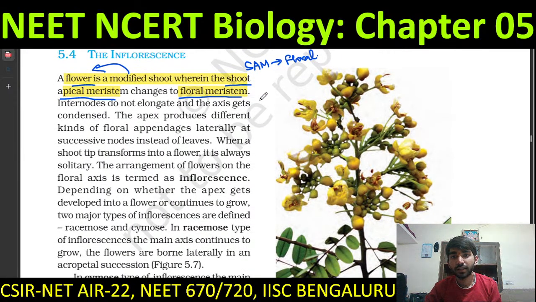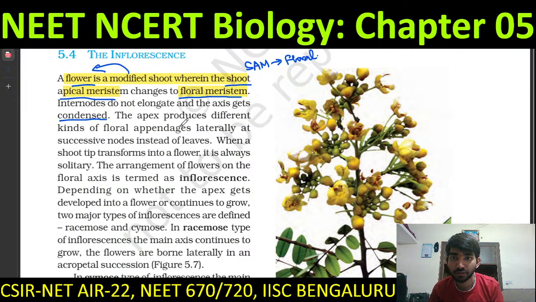Internodes do not elongate and the axis gets condensed. I told you about the nodes and internodes kind of structure, but in flowers you don't see the elongation of that. You see compression or condensation of that. And from each node, you will see different floral whorls coming out.